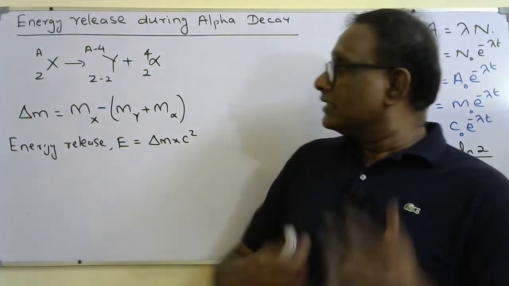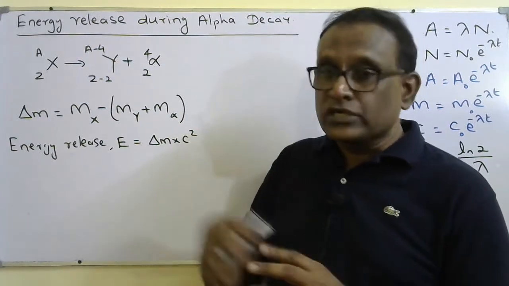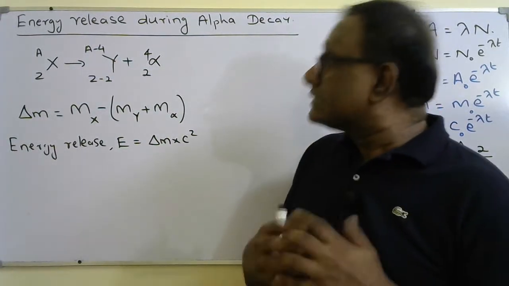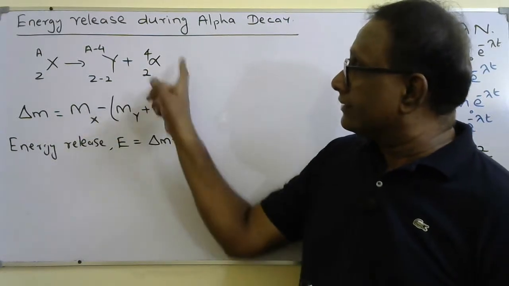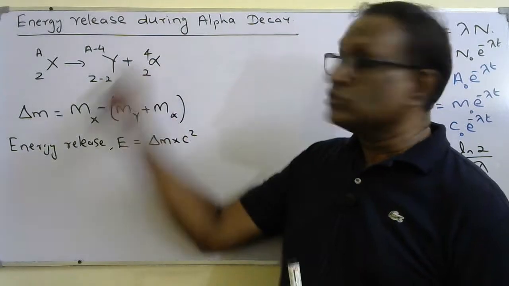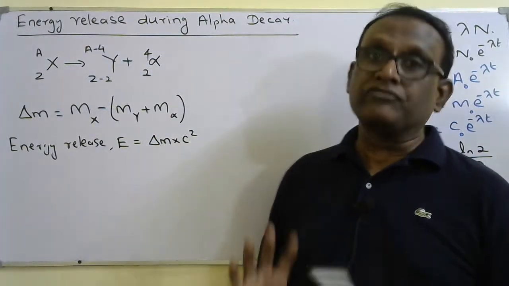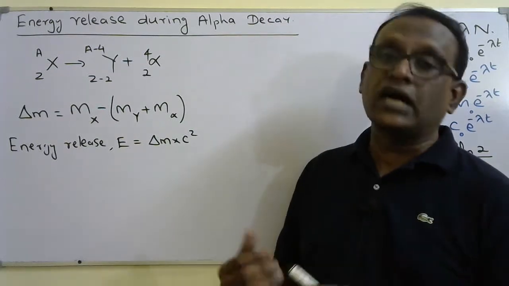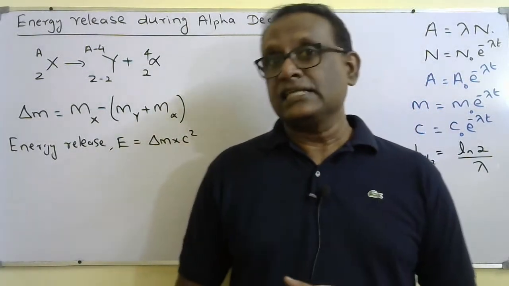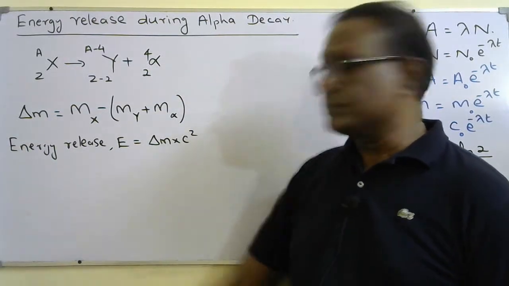Mass deficit is the dominant contributor to the energy release. The change in configuration of the nucleons inside the nucleus also releases energy, but that is not significant, because during alpha decay a reasonably large change in mass happens. Two protons and two neutrons, four nucleons, are thrown away from the nucleus, which causes a significant change in the mass. We find the energy release by using this method.